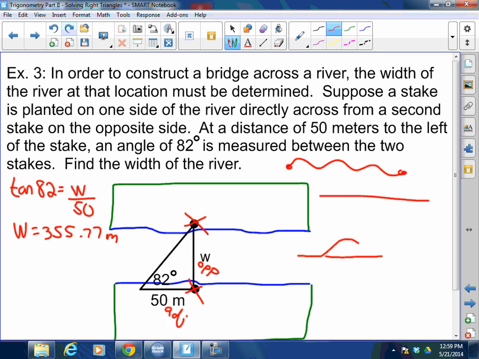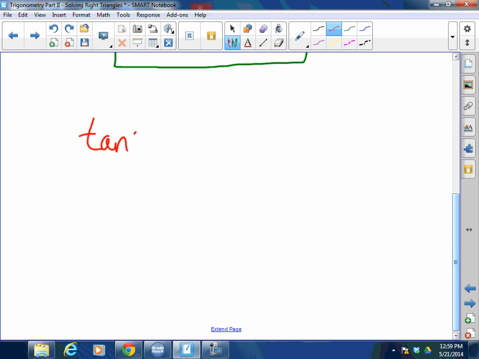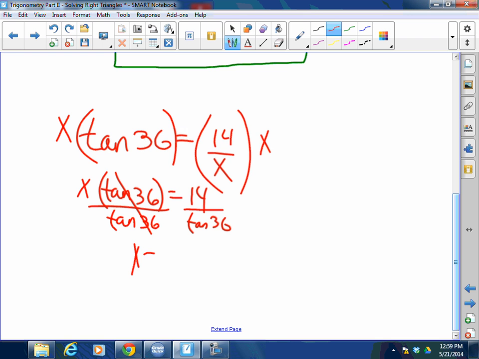Okay. What happens when the variable is on the bottom? You solve like normal. Let's say that you had, for example, the tangent of 36 equals 14 over x. Solve for x like normal. Multiply x to both sides. So I got x times the tangent of 36 equals 14. Solve for x by dividing the tangent of 36 to both sides. So in this case, if that was the way it's set up, it'd be 14 divided by the tangent of 36, which would be 19.27.